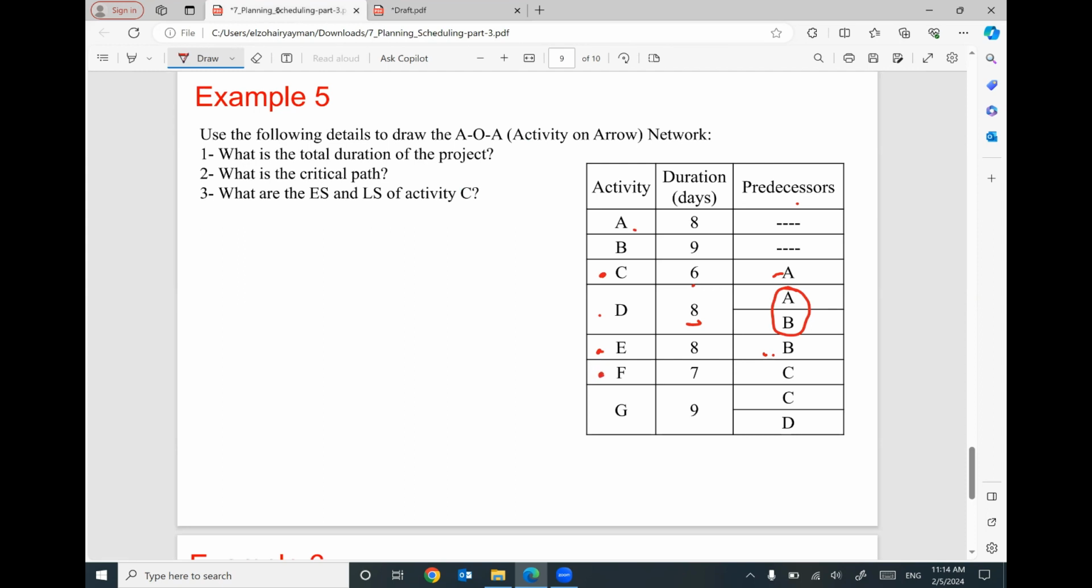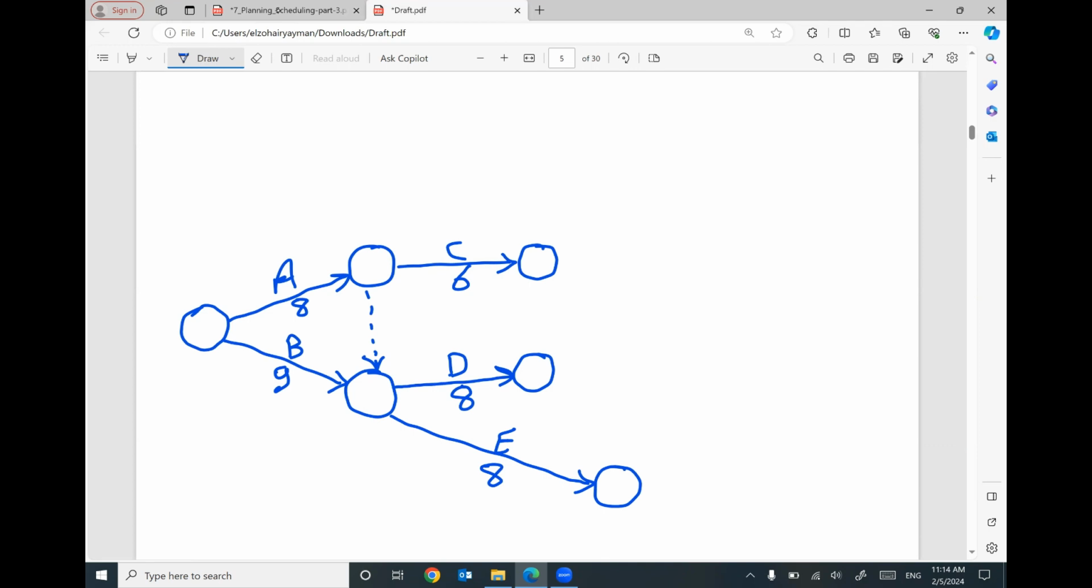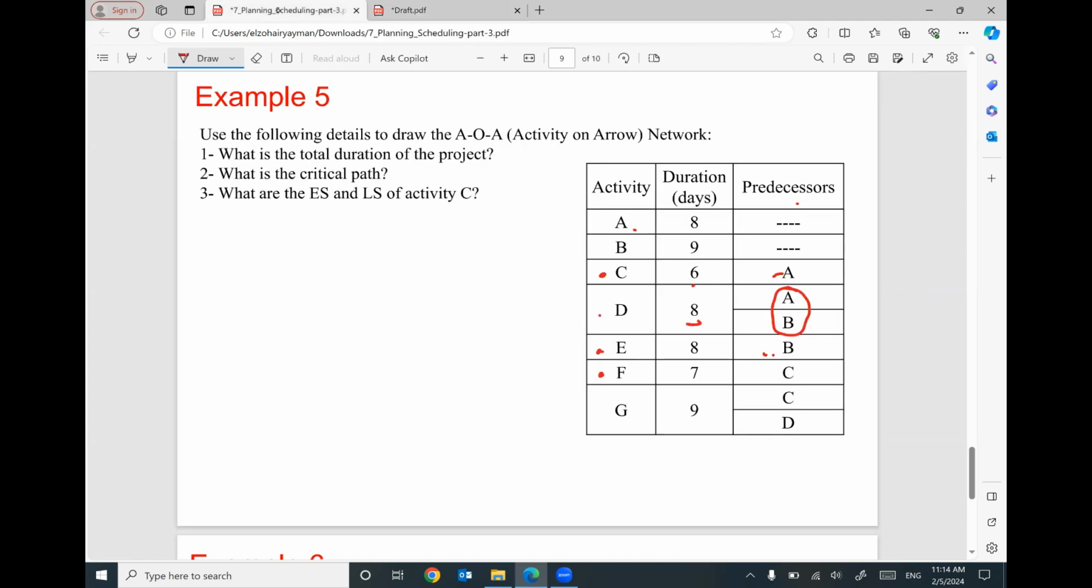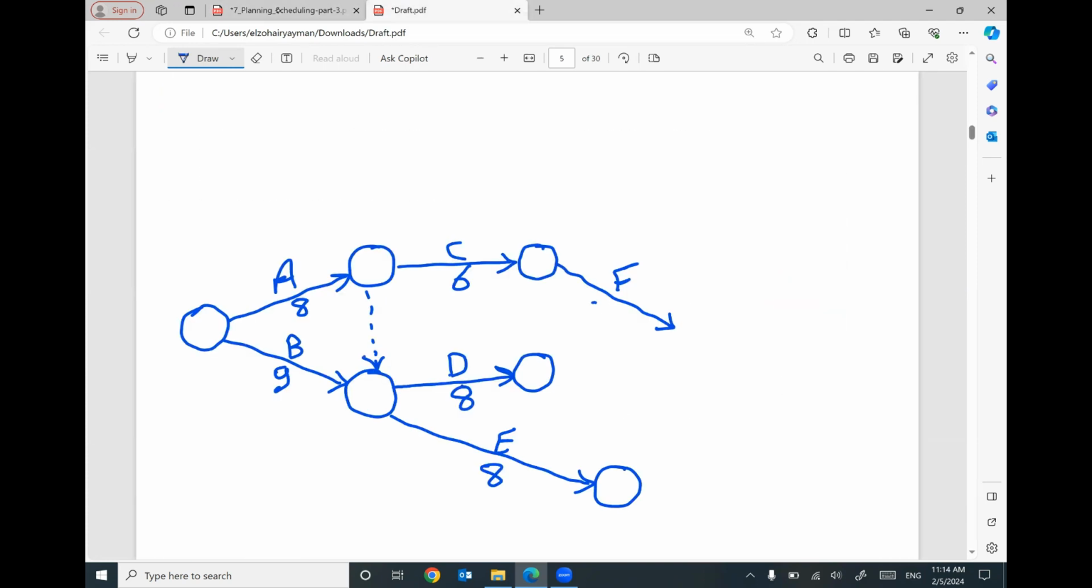Activity F has a predecessor C. So I can draw F like this, has a predecessor C, and the duration for F is 7.